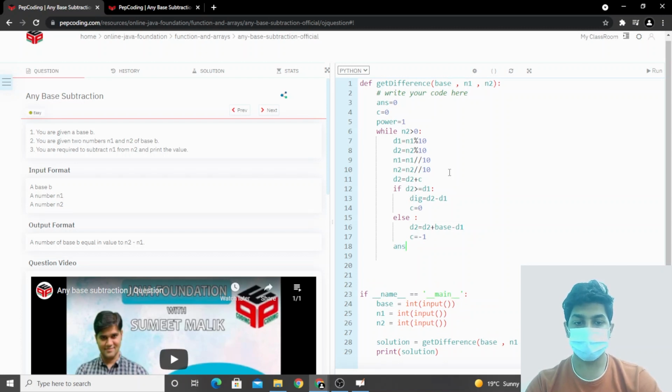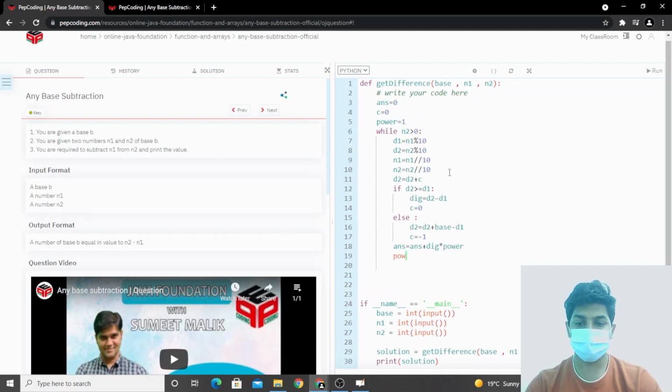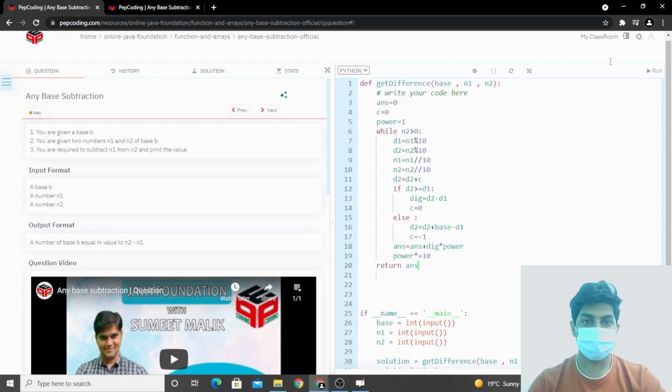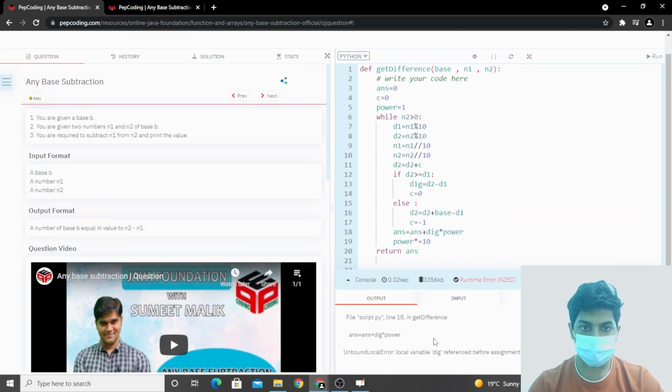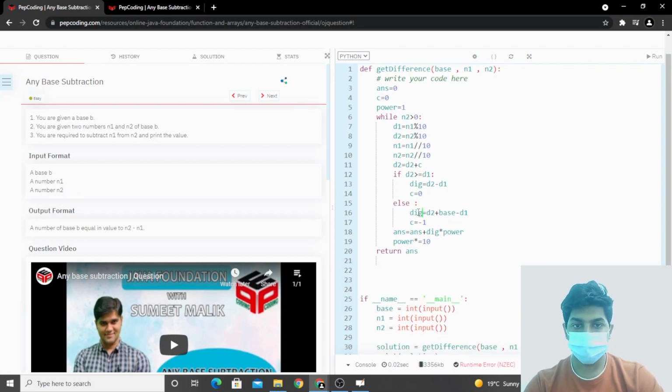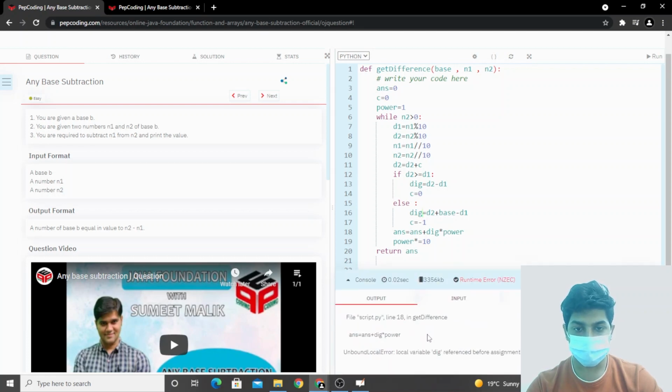Okay, finally what we have to do, answer equal to answer plus digit into power, and power multiplied by 10, and finally we have to return answer. Okay, now let's try to run this code. There is some error, let's see what the error is: digit referenced before assignment. Okay, so here, oh sorry, it will be digit, else digit is equal to digit. Okay, now let's see first, is there any more error? No. Let's try to run this code now.